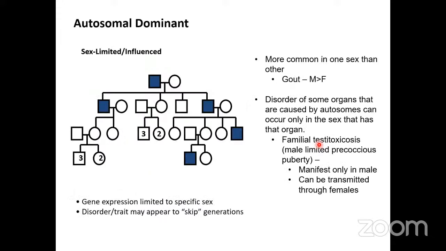Now there is another interesting scenario. What we see is sex-limited and sex-influenced disorder. For example, if you look at this whole pedigree, every generation is affected. That means there is a vertical transmission, number one, and no females are affected here.